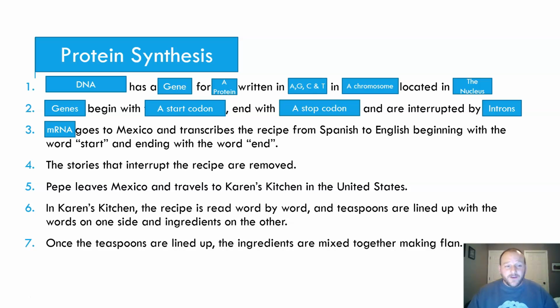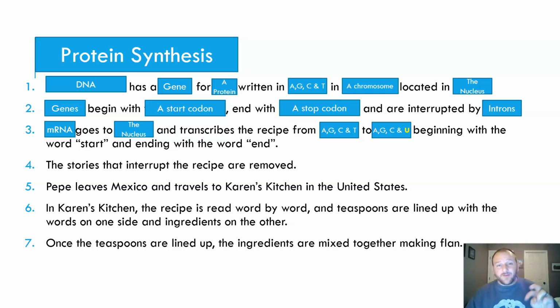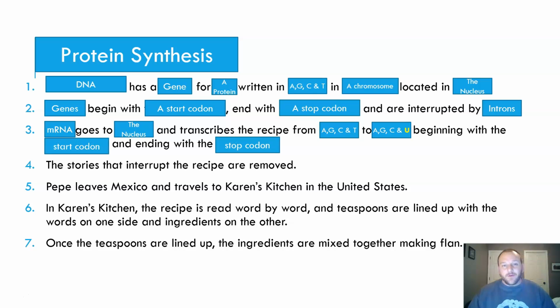Again, he goes into Mexico, but not Mexico, goes into the nucleus, and he transcribes the recipe from A's, G's, C's, and T's, which is the language of DNA, to A's, G's, C's, and U's, which is the language of RNA. You'll remember that A pairs with T in DNA. Well, A pairs with U in RNA. So there aren't any thymines in RNA. It's uracil that replaces it. And again, it begins with a start codon and ends with a stop codon. The stories that interrupt the recipe, again, are called introns, and those things are removed. So this step is no different.